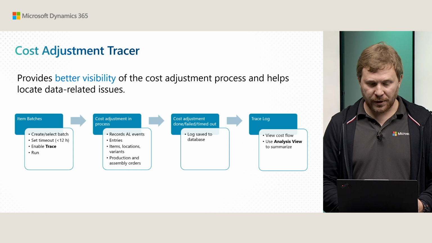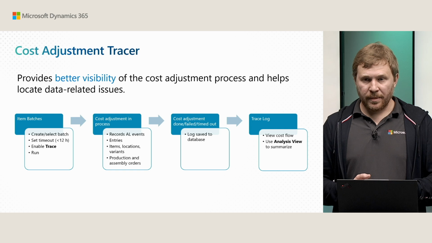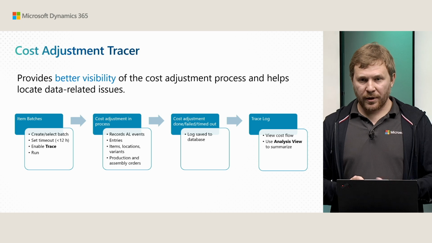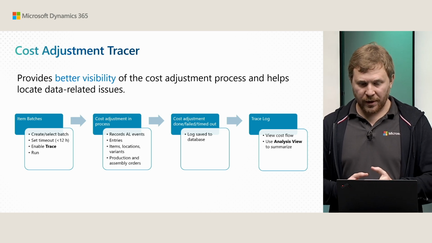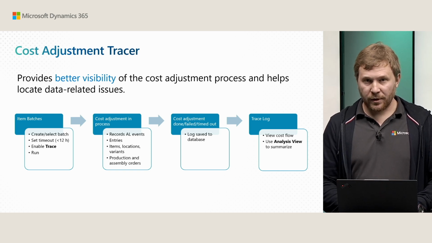While the cost adjustment is in process, it records events, processed entries, and the information about these entries, such as items, location, variance, production or assembly orders, and the cost differences calculated by the cost adjustment. Once complete, successfully or unsuccessfully, the log will be saved to the database, and you can find this log under the Trace Log action. And we strongly recommend that you use the page in analysis view mode, because the log can be too large to analyze line by line manually.